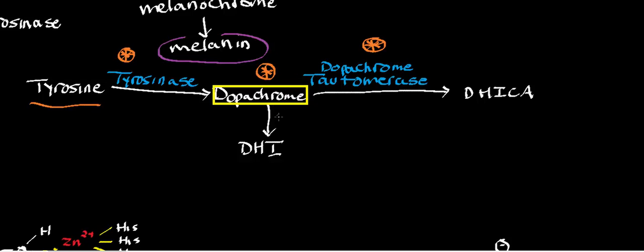And dopachrome really serves as a branch point in melanin monomer anabolism, because I can use a non-enzymatic reaction, a spontaneous reaction, and take dopachrome into dihydroxyindole, or I can react dopachrome with dopachrome isomerase or dopachrome tautomerase, and then I can get this guy, which is called dihydroxyindole carboxylic acid. And this is the guy we're going to see the synthesis of in this video. If you want to see the synthesis of dihydroxyindole, go back to the last video that's in this playlist.